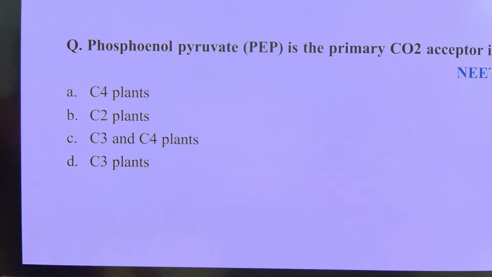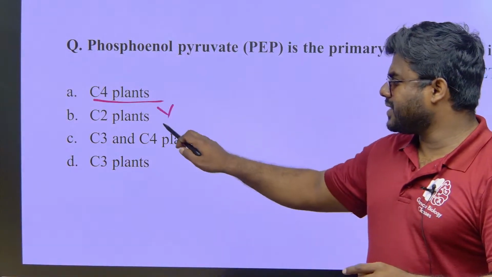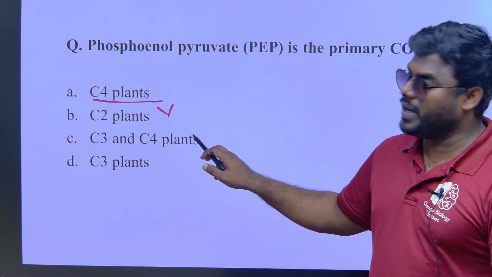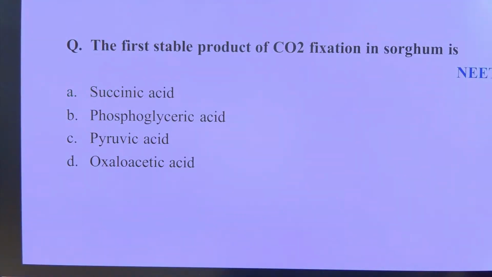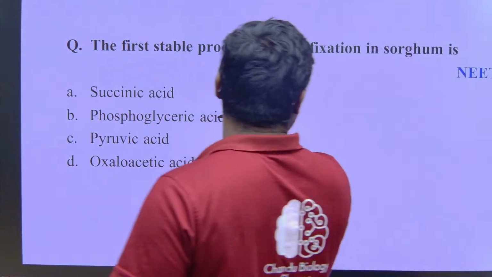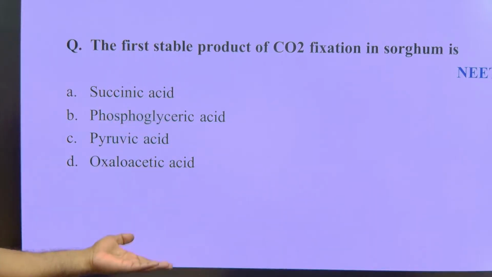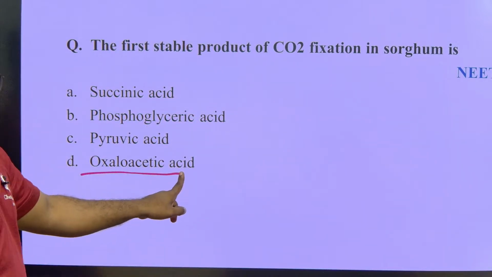Phosphoenol pyruvate is the primary carbon dioxide acceptor in C4. In C2 plants, there is no carbon acceptor. In C3 plants, RuBP. Correct? So obviously the answer is option A. Okay. Now, what is sorghum? C4 only. All monocots. So obviously what is that? Oxaloacetic acid. Simple.